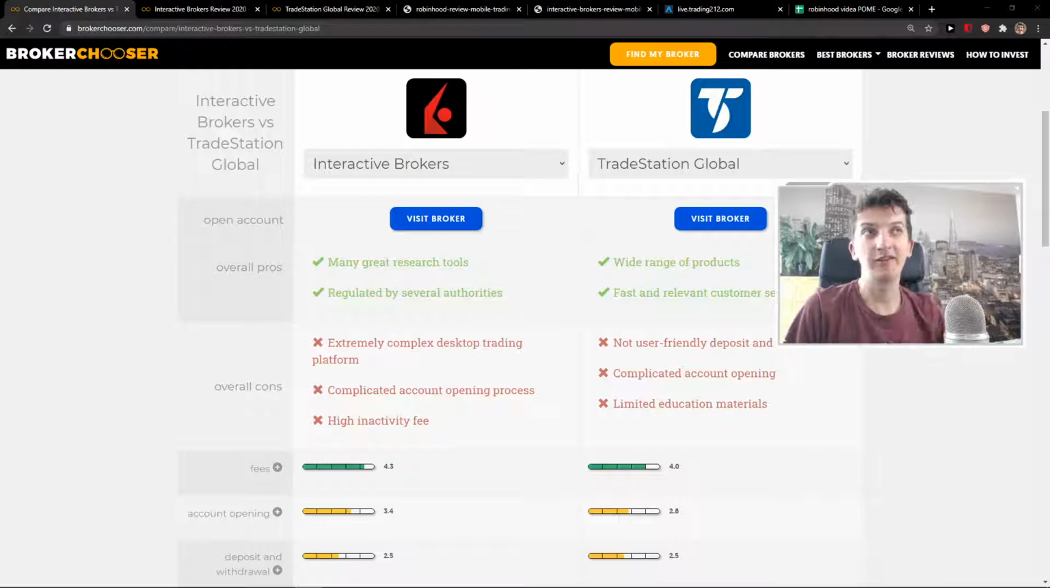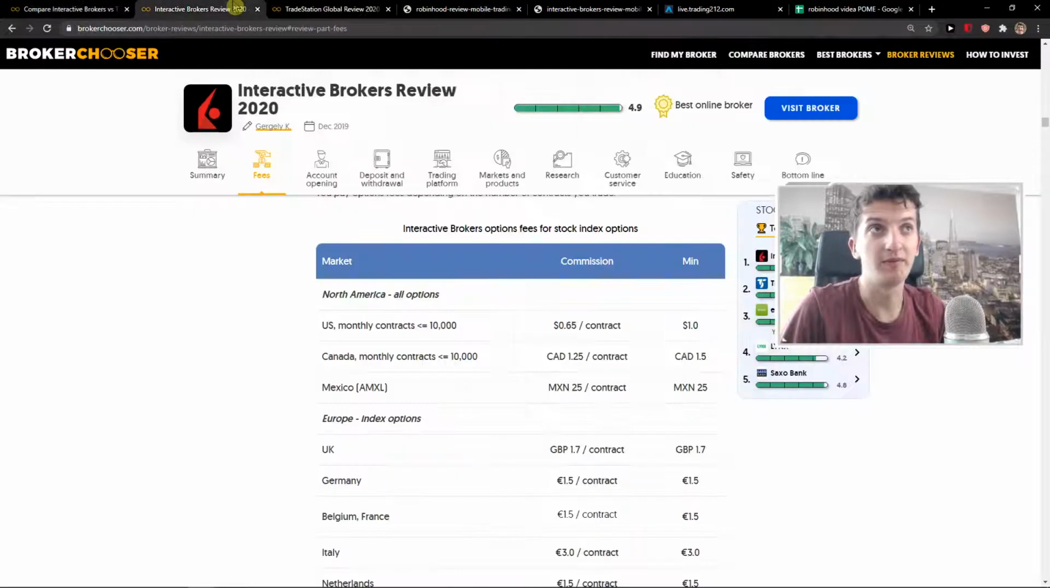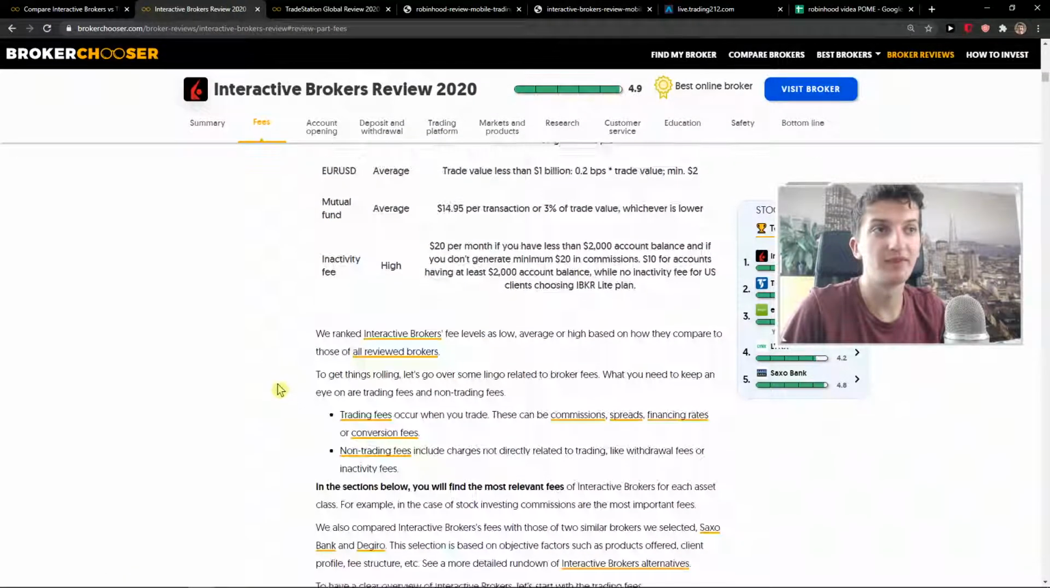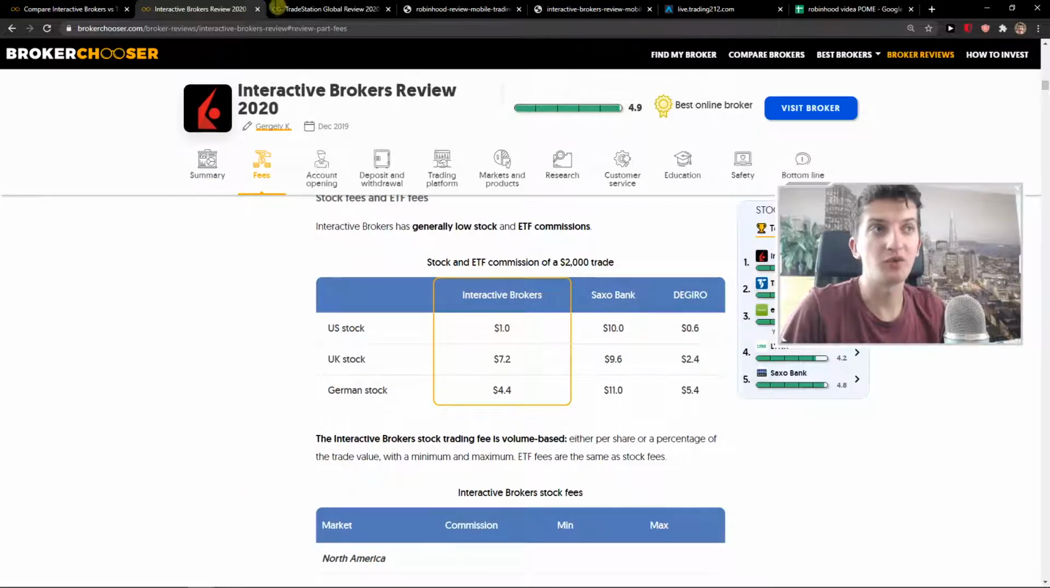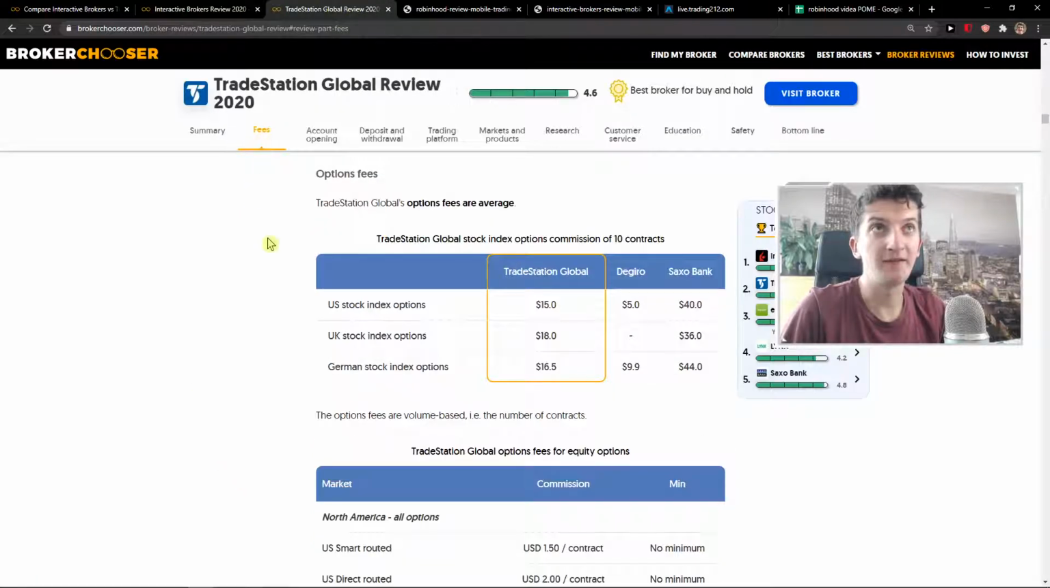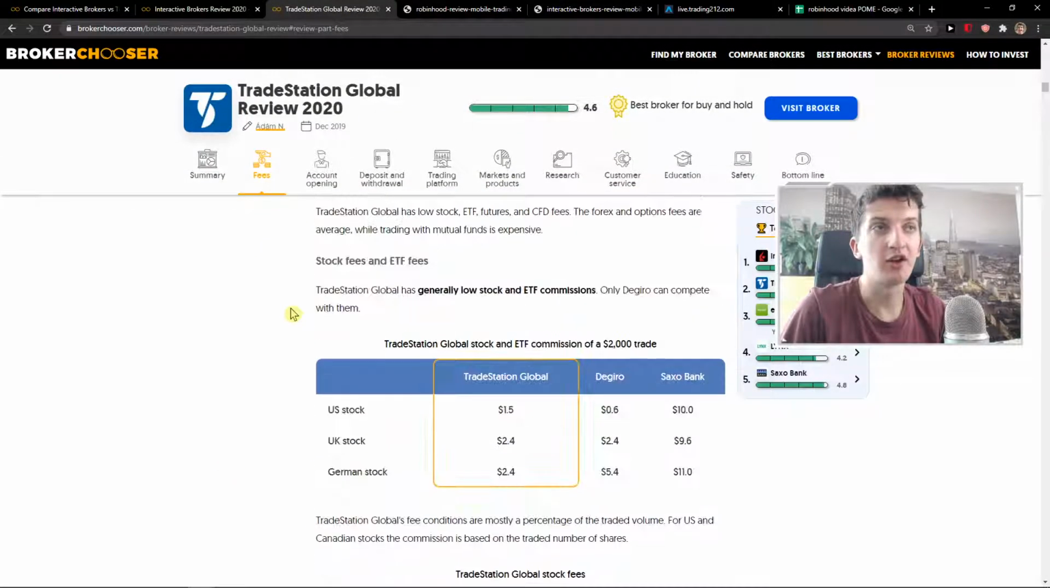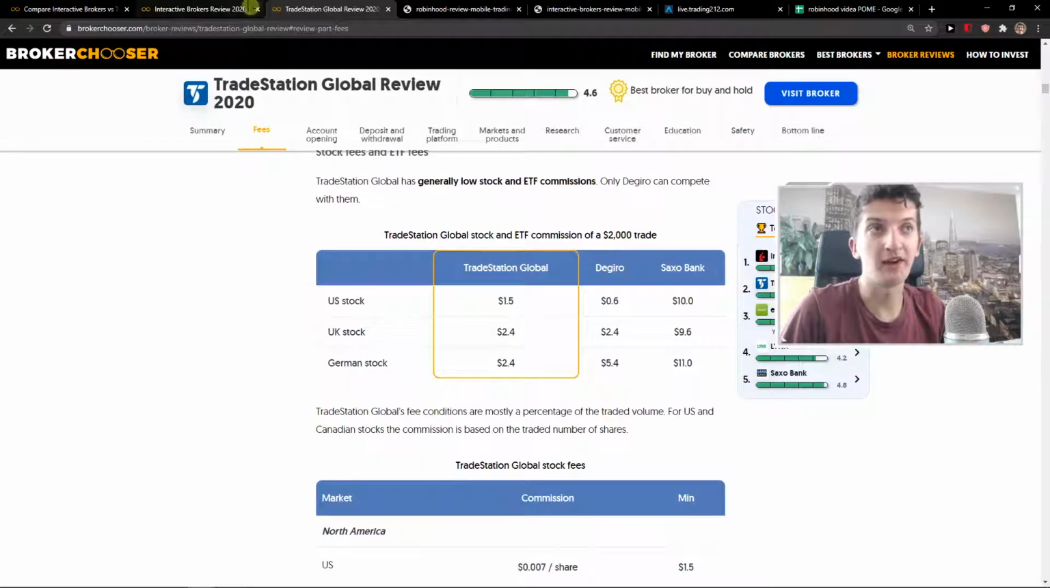Now, Interactive Brokers has cheaper stocks compared to TradeStation Global. Let me show you. If you go here to fees, you would see that a US stock trade of $2,000 costs $1, but the fee on TradeStation Global is 1.5. UK stocks and German stocks are much lower on TradeStation Global compared to Interactive Brokers. Also, Interactive Brokers has cheaper options compared to TradeStation Global.